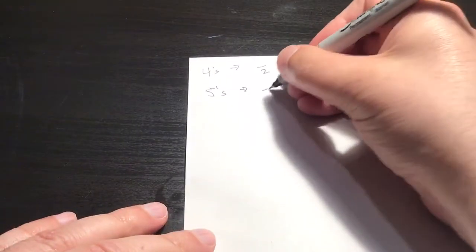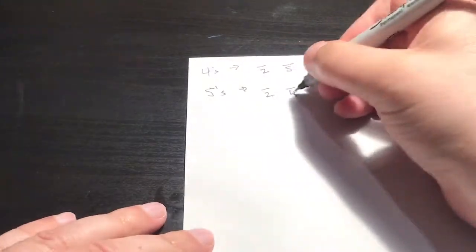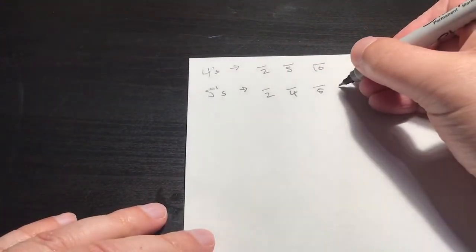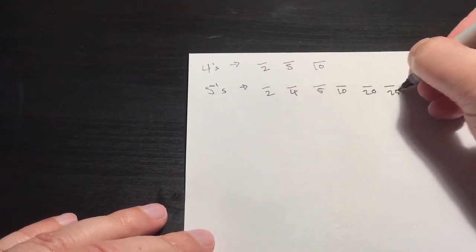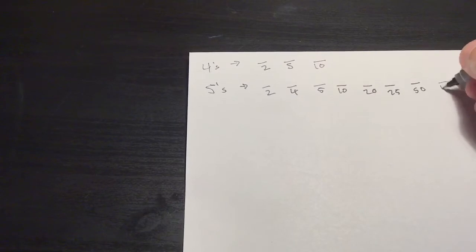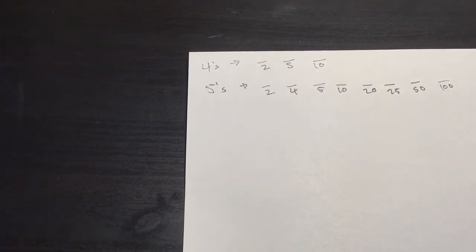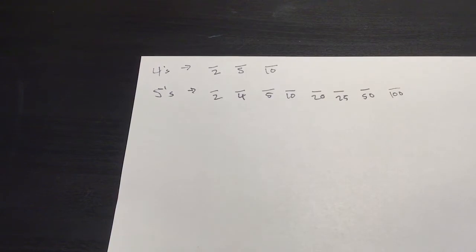Well, it does go on to list them. Okay, and we'll see if you can guess why. So halves, fourths, fifths, tenths, 20ths, 25ths, and 50ths, and hundredths. Okay? Take a minute and see if you can guess why. I'll give you a clue.